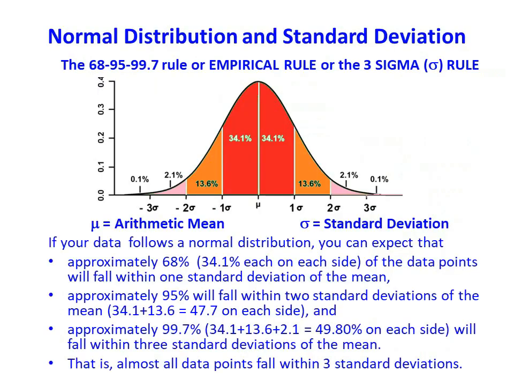The normal distribution is defined by the 68, 95, 99.7 rule, which is also called the empirical rule or the 3 sigma rule. If your data follows a normal distribution, you can expect that approximately 68% of the data points will fall within one standard deviation of the mean. Approximately 95% will fall within 2 standard deviations of the mean, and approximately 99.7% will fall within 3 standard deviations of the mean. That is, almost all data points fall within 3 standard deviations.